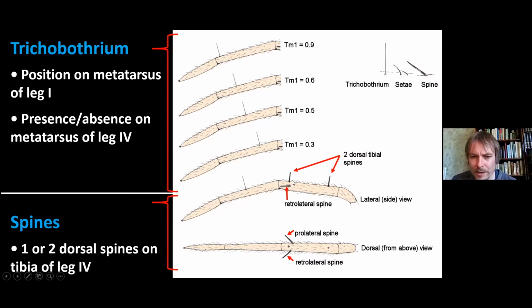Now, dorsal spines, naturally they're on the top surface. They generally sit along the midline. If you're looking at the leg segment, the tibia, from above, they're on the midline, but they can be slightly offset. So be careful with the lateral spines. You'll get retrolateral and prolateral spines that you might mistake for these dorsal spines, so watch out for that. That will help you get to those subfamilies, knowing whether it's got 1 or 2 dorsal spines on tibia 4.